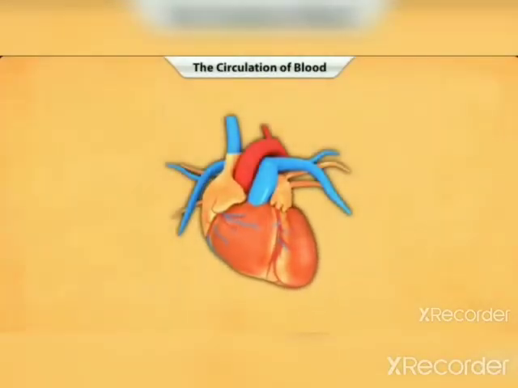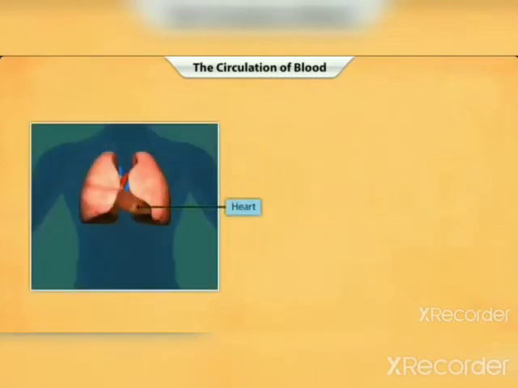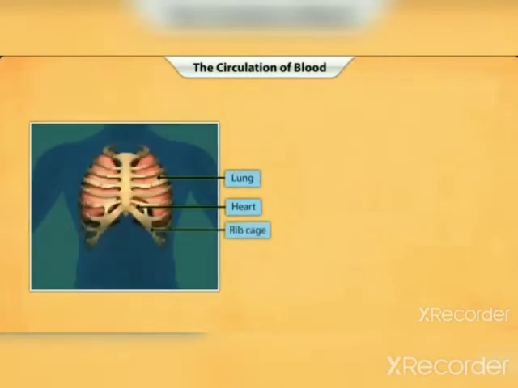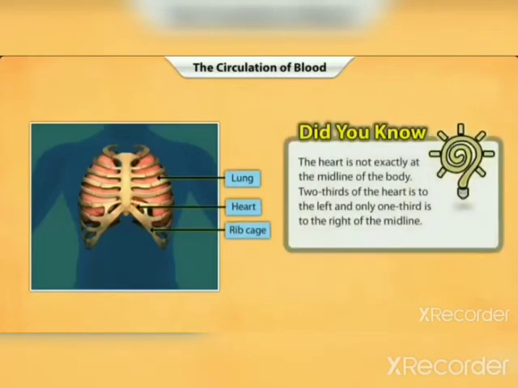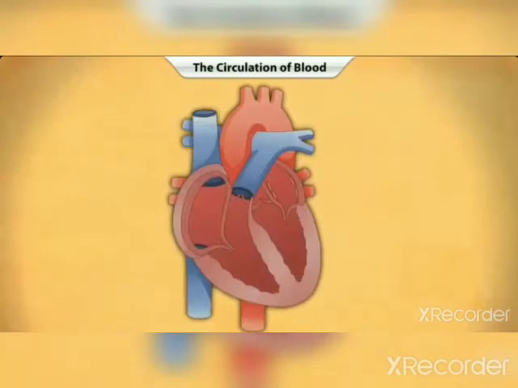So students, now we discuss the circulation of blood in our heart. Do you know our heart beats over a lakh times in a day? So this is the structure of our human heart. Now the human heart is situated slightly to the left side and the size of the human heart is equal to our fist. It is protected by the lungs and the rib cage. As you see in the diagram, do you know the heart is not exactly at the midline of the body? 2/3 of the heart is to the left and only 1/3 is to the right side of the body.